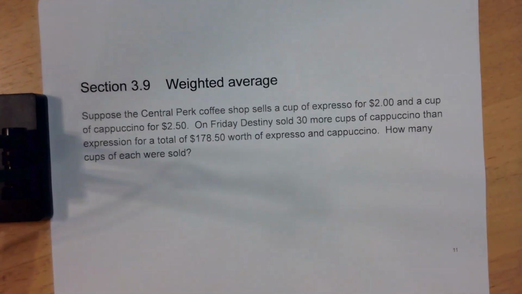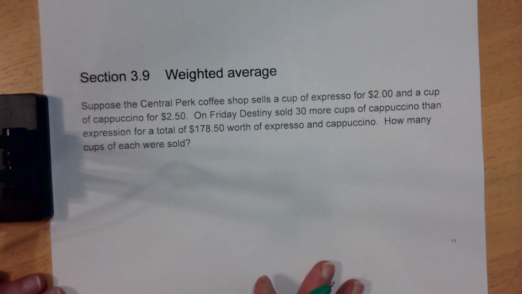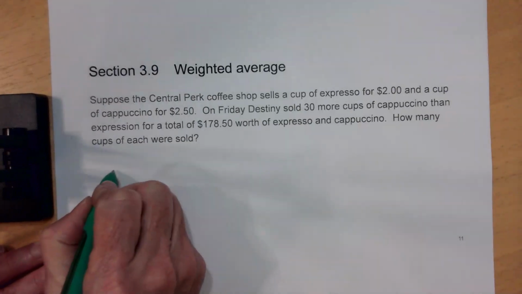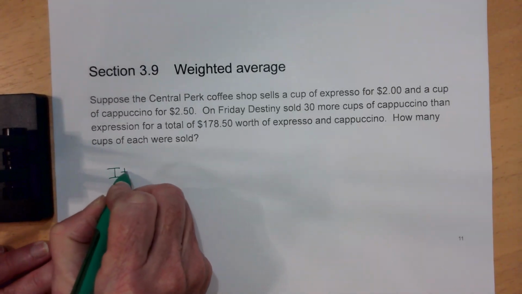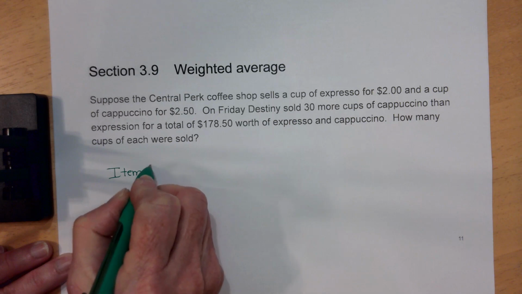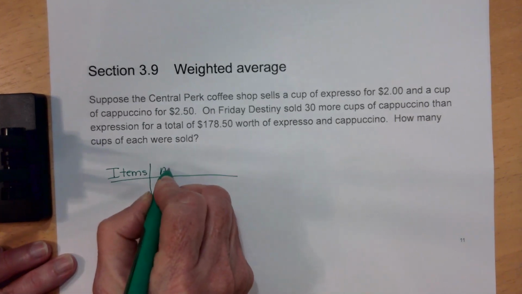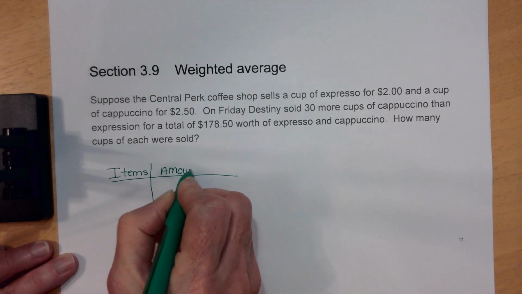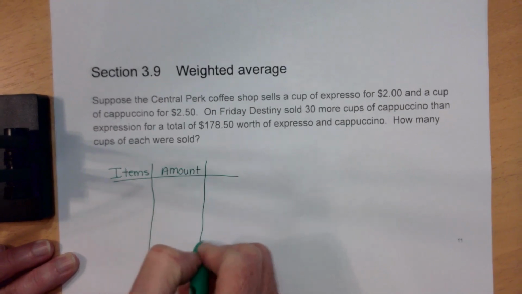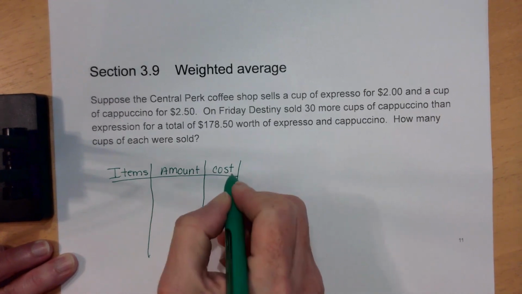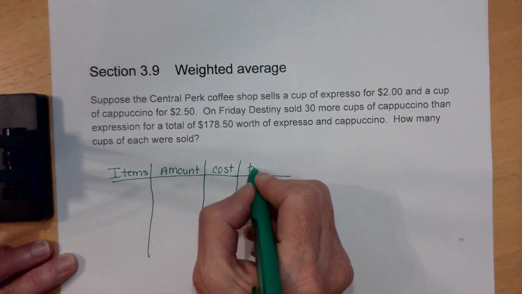All right, then it brings us to the last section. This was a weighted average section. This is the part that you make your tables. You have items. You have amount. You have cost. And you have total cost.